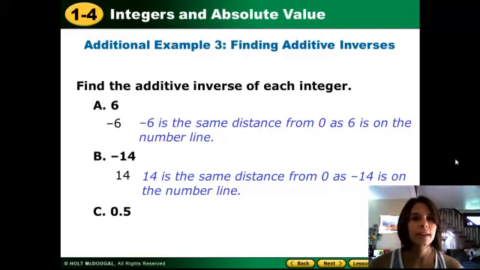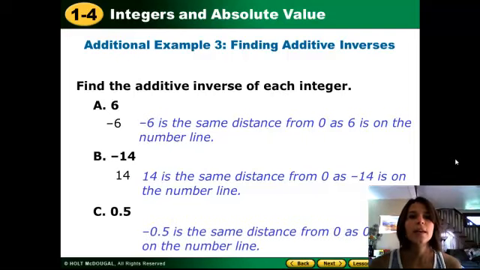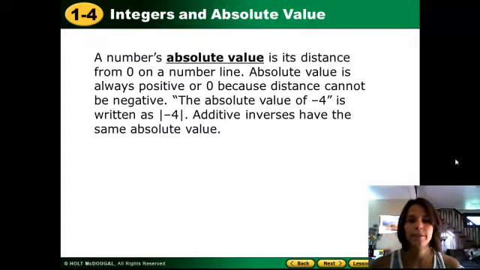0.5, yes, it's a decimal, but it's the same process. 0.5 is just a little bit to the right of 0, so what's just a little bit or a half to the left of 0? -0.5. Okay, absolute value. It's distance from 0 on a number line. Absolute value is always positive or 0 because distance cannot be negative.